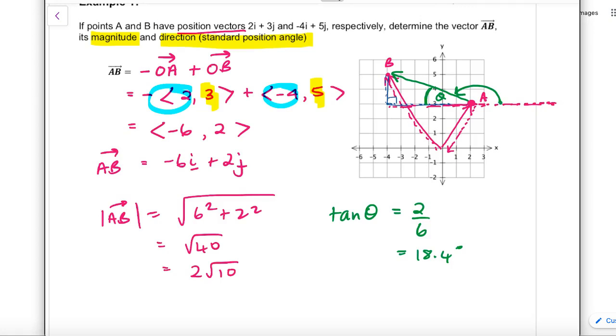However, the actual direction as a standard position angle will be 180 take 18.4. So we can say that the angle is 161.6 degrees to a positive x-axis. So when we draw in our position vectors, we can then use them and the addition or subtraction of vectors to work out the resultant vector AB.